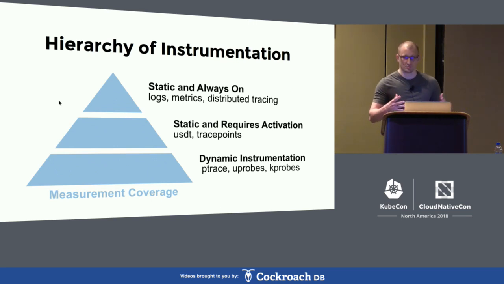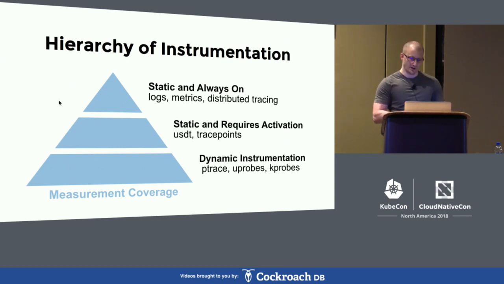They're incredibly useful. This should be the first place that you look to start debugging a problem, but they don't give you every bit of coverage that you would need. After that is static instrumentation that requires activation. These are technologies like USDT and tracepoints. These are things that a developer would instrument their code with in advance. And when that code's running in production, you're not paying any performance penalty for that instrumentation. So you can add more of this into your program. Then when someone wants to actually instrument your program, they can activate that instrumentation. That gives you a little bit more coverage.